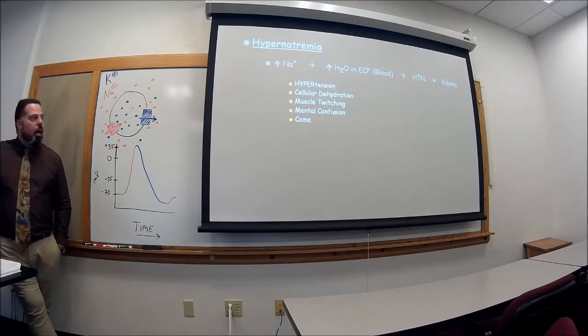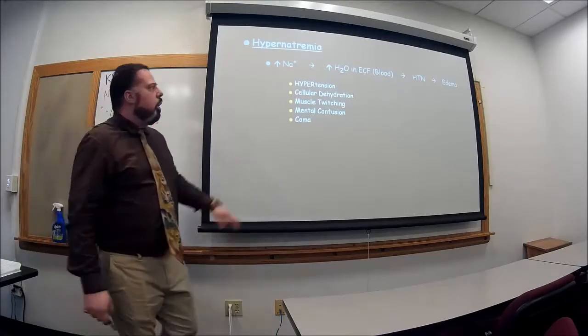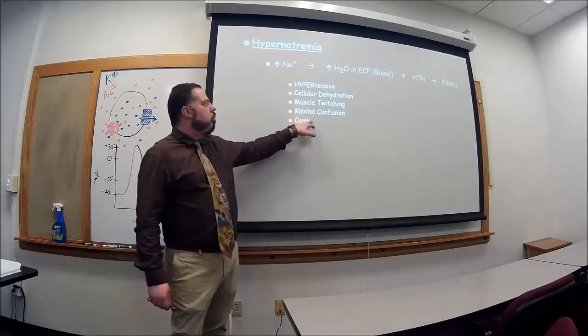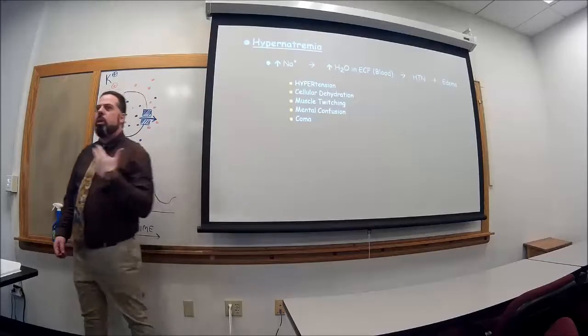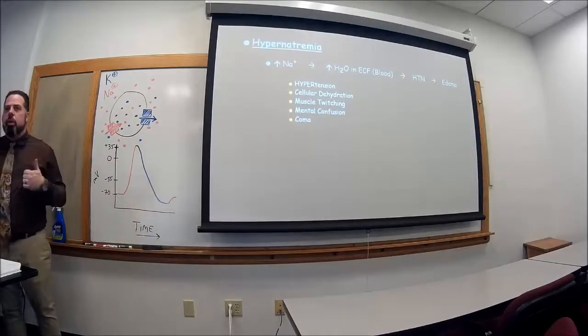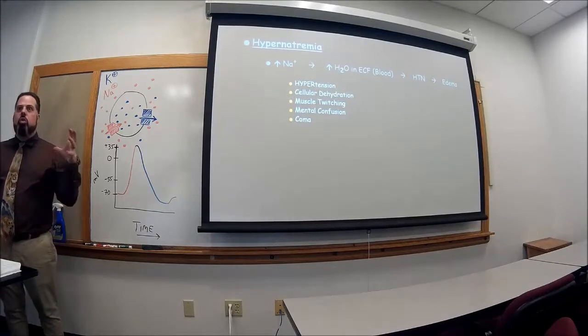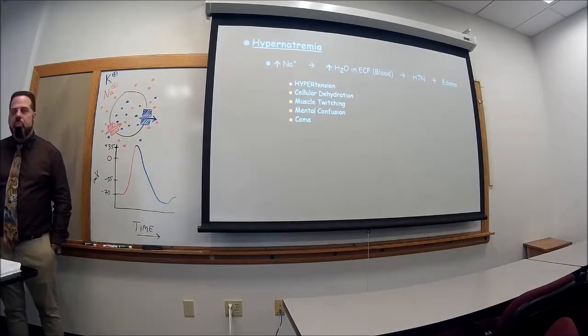So you get high blood pressure, hypertension. You get cellular dehydration that we talked about. Water leaves the cells. Muscle twitching, mental confusion, coma, depends on how much. It could cause cerebral edema that I talked about before. There's too much fluid going into the brain cells, and they start swelling and getting edematous.